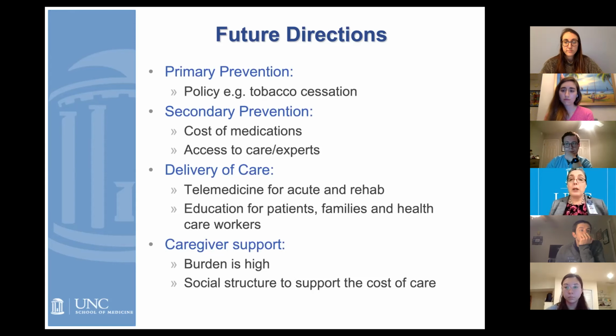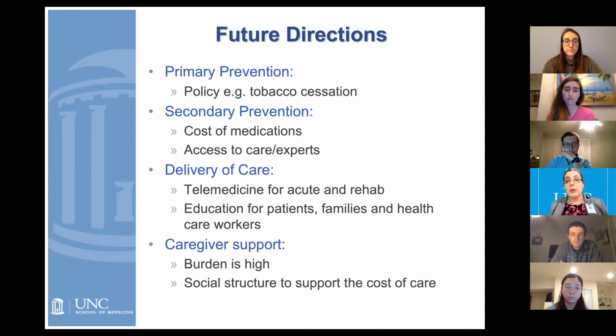And because we just train people better and we have, I think, done a better job of taking care of patients in the hospital. But what we need to do moving forward, and what I challenge you to think about, is primary prevention. How do we prevent that first stroke? Well, things like policy programs. How do we cease tobacco? It took a lot to make UNC a tobacco-free campus. We need to believe that policy can make these changes.